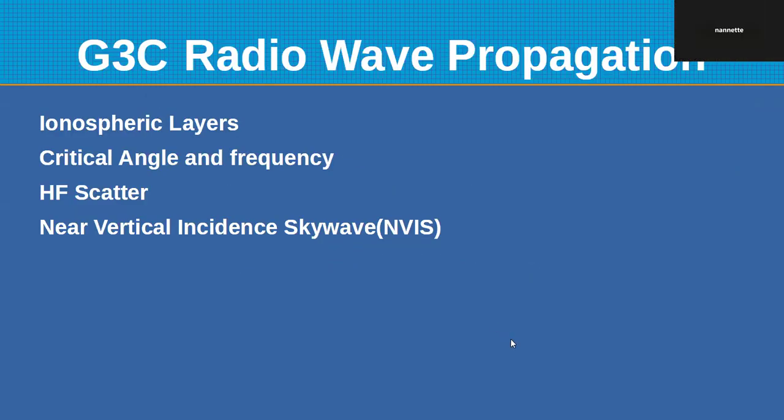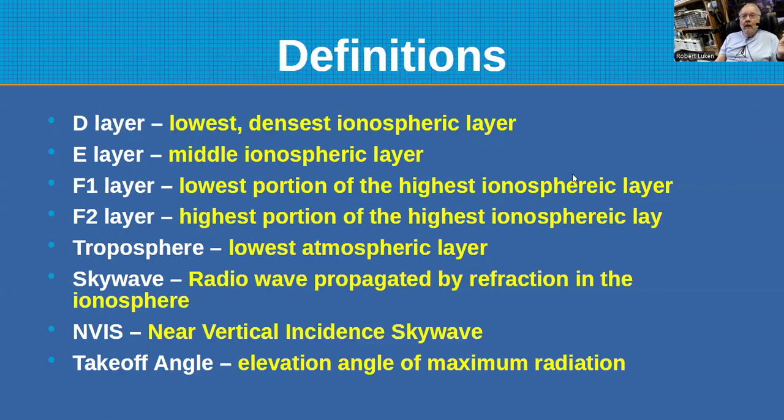So we're going to talk more about those layers and the critical angle and frequency, a little about HF scatter, and then about NVIS. A lot of these we've already talked about. The D layer is the lowest of the ionosphere layers.